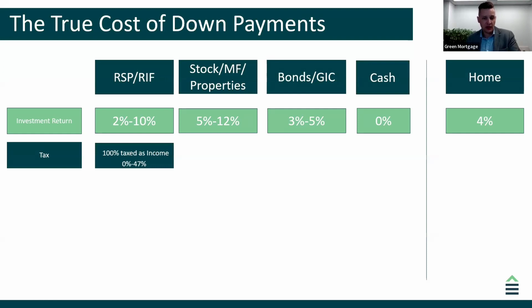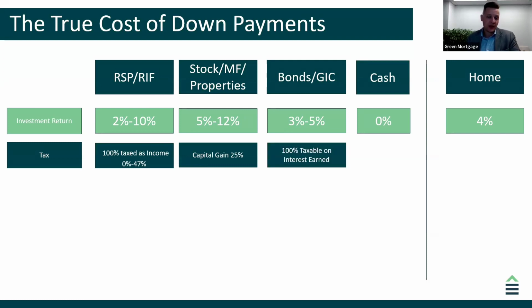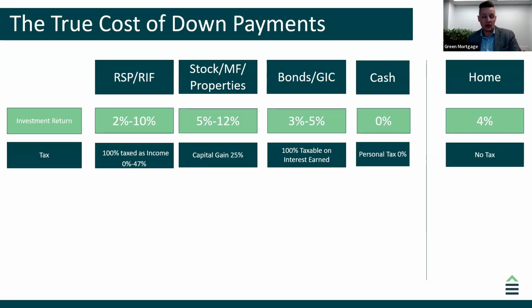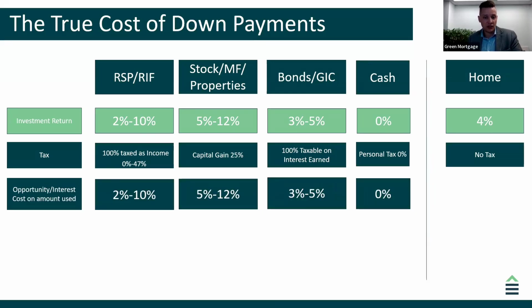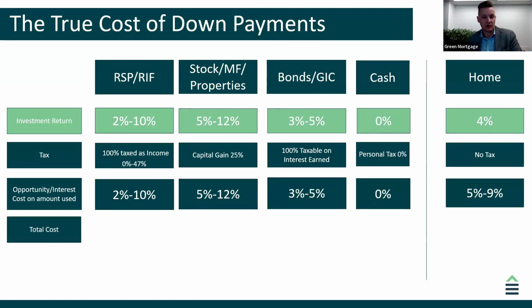There's also the tax component. Taking out the RSP or RIF, 100% of it is taxed as income, so it really depends on the tax bracket. Selling stock could result in a capital gain of 25%. Bonds and GICs, 100% of the interest earned is taxable. Cash, if you're earning zero, then there's no cost on that. And for your personal residence, there is no tax on the home itself. Now, as for the opportunity cost or interest on the amounts used, these are basically the same as the others, except for the home, because it depends on what exactly the interest rate is to borrow money on that.